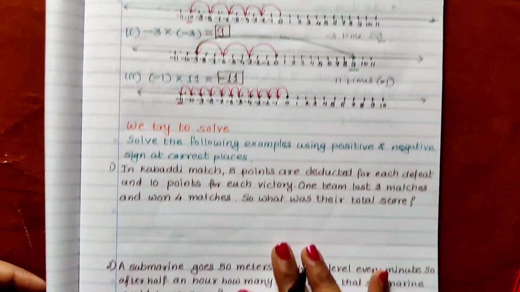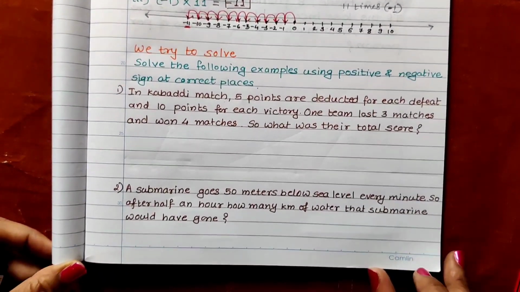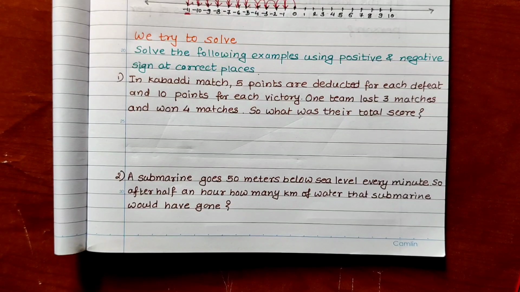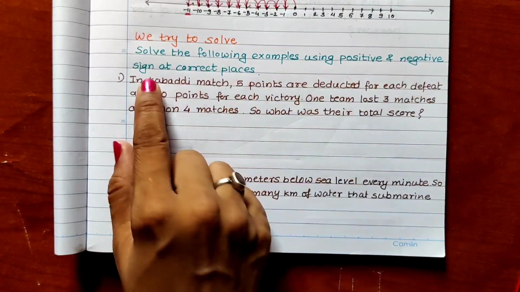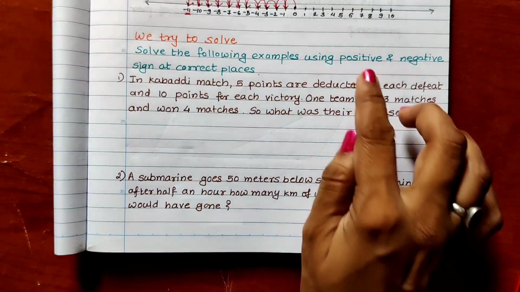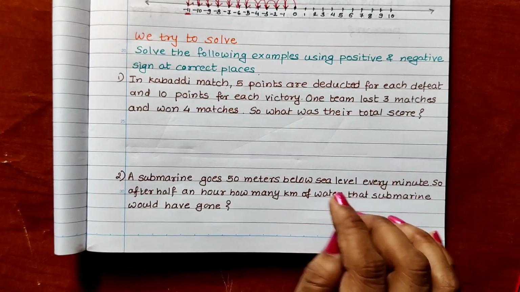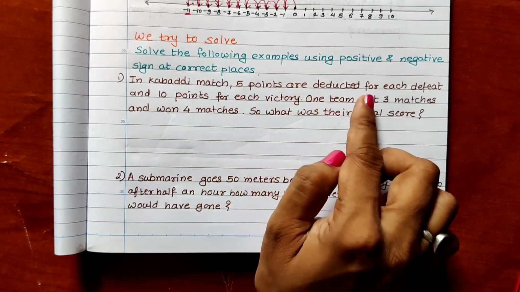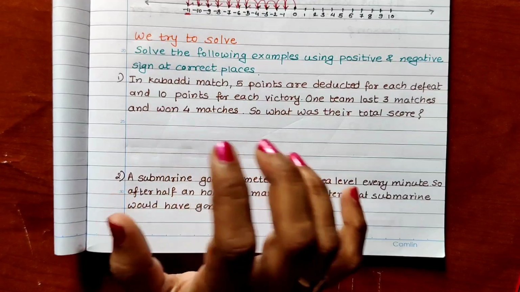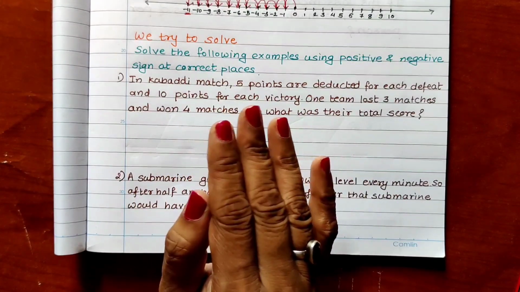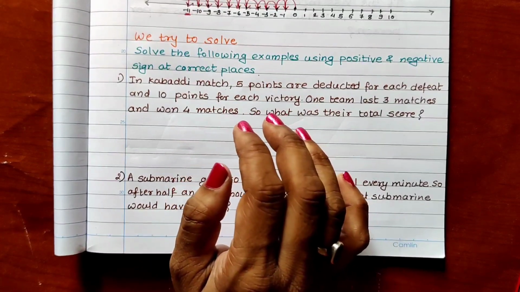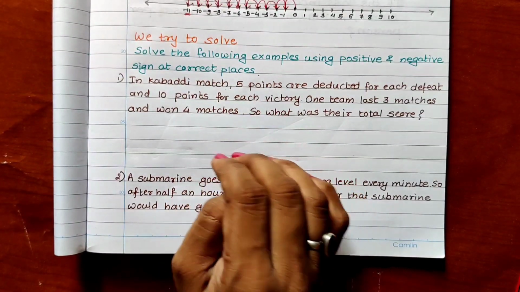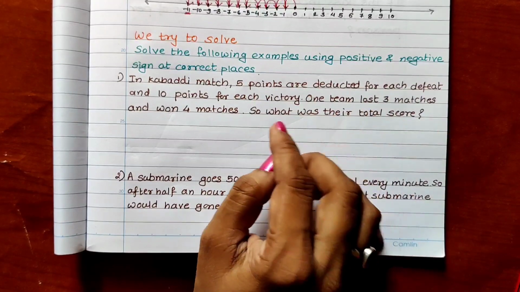Now let us go on to the next activity from this activity sheet, number 6. We try to solve the following example using positive and negative signs at correct places. We have to use positive and negative signs. Okay. So in a kabaddi match 5 points are deducted for each defeat. Deducted means minus. Whenever there are words like deducted, deteriorated, decrease, that means we have to write the minus sign.